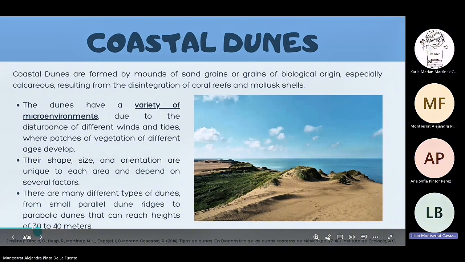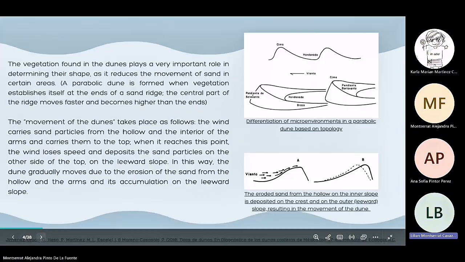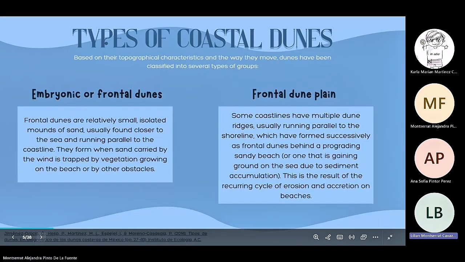The vegetation is important to determine the type of dunes. The movement of dunes is when the wind carries sand from the hollow to the top. It helps to identify the type of the dunes. Types of coastal dunes. At first, we have the embryonic or frontal dunes. They are relatively small and usually found closer to the sea, parallel to the coastline.